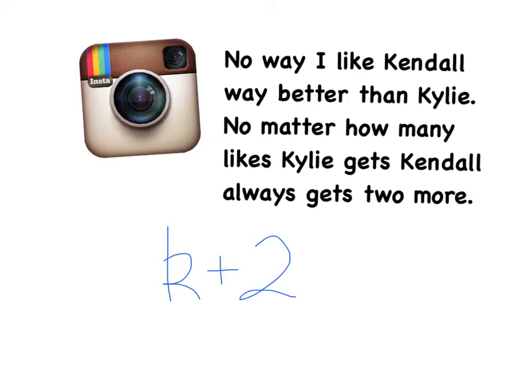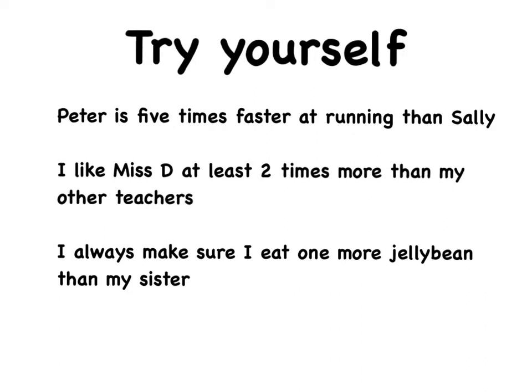I don't know how many likes Kendall gets altogether, but I know she always gets 2 more than Kylie. So I represent that with my pronumeral, with my unknown, add 2. That's another way of writing this problem as an algebraic expression. Okay, I'll get you to try these for yourself. So pause the video right here and see if you can write out an algebraic expression for these 3 examples.